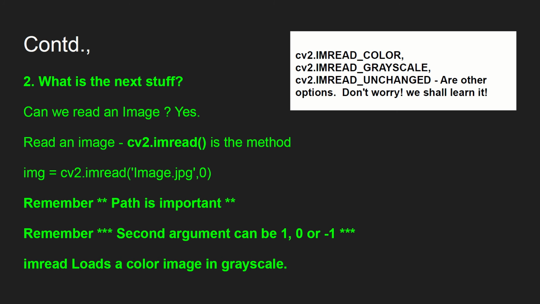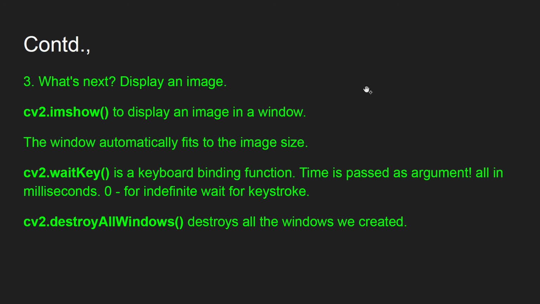The second line is very important, where we use cv2.imread, and that's the method. And remember, the path is very important. The second argument can be 1 or 0 or -1, and imread will load a color image in grayscale. You can also use cv2.IMREAD_COLOR, cv2.IMREAD_GRAYSCALE, and cv2.IMREAD_UNCHANGED. All these will be used in the near future, so don't worry about it right now. I'll teach you that later.